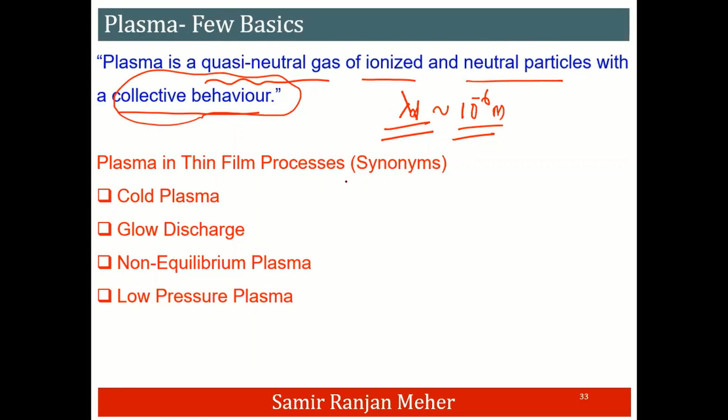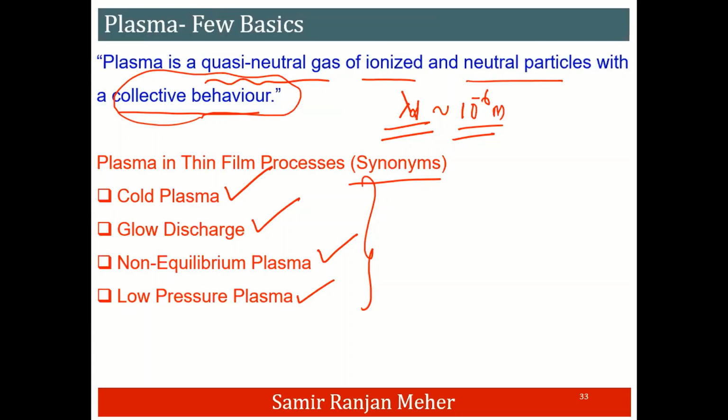There are various synonyms for this plasma which we use in our thin film processes, that is basically sputtering. The different synonyms are cold plasma, glow discharge, non-equilibrium plasma, and low pressure plasma. All these stand for the same thing. That is what we are going to use in sputtering.